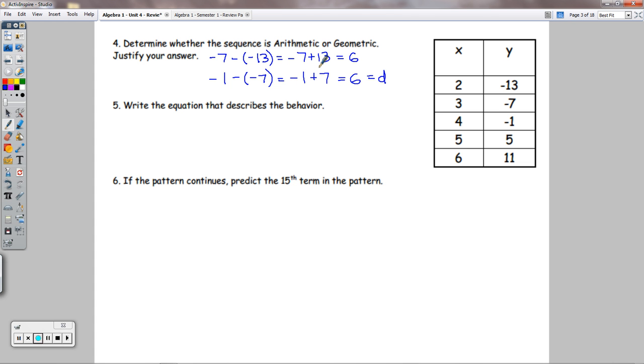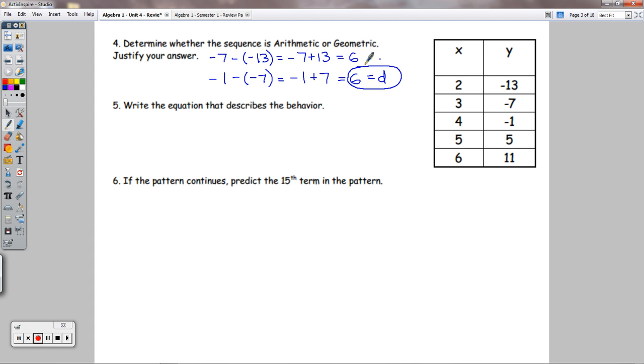We have a D value, or a common difference. So we have a D value of 6. That was really strange. I don't know why that little slash was in there. I tried to circle around that.